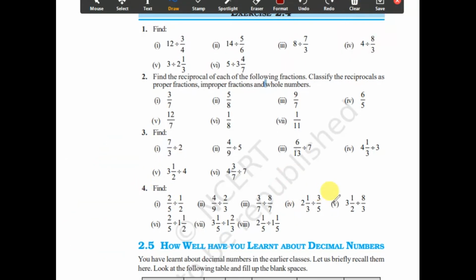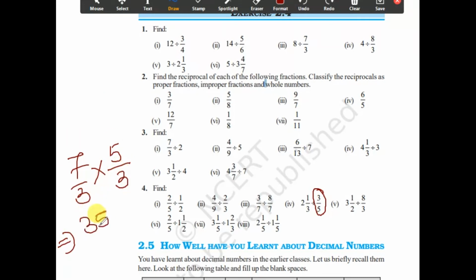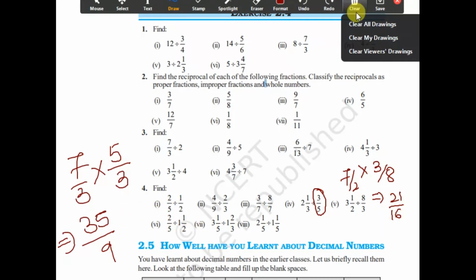Now in this one again you have mixed fraction, so first change the mixed fraction to improper fraction. 3 2s are 6 plus 1, 7 by 3 into, and take the reciprocal of this number, it will become 5 by 3, correct? So now you see there is no common factor, so 7 5s are 35, 3 3s are 9. So this is the answer. In this also you will get 7 by 2 into 3 by 8. So here also no common factor, so we'll have 21 by 16.